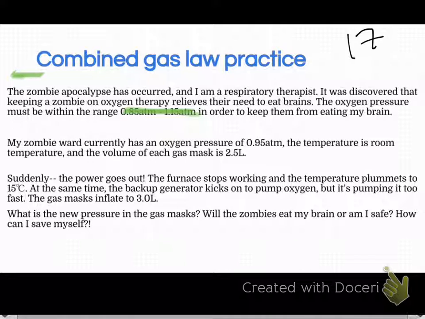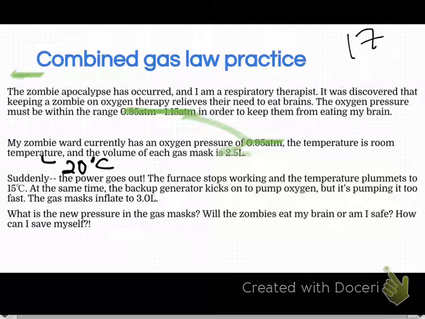And then it says, my zombie ward currently has an oxygen pressure of 0.95. Okay, that's great because that is definitely in the range to keep everybody from getting brains eaten. And it says the temperature is room temperature, which is about 20 degrees Celsius. So I'm going to just jot that down. And the volume of each gas mask that we have is 2.5 liters. Oh, I guess we must be having gas masks.